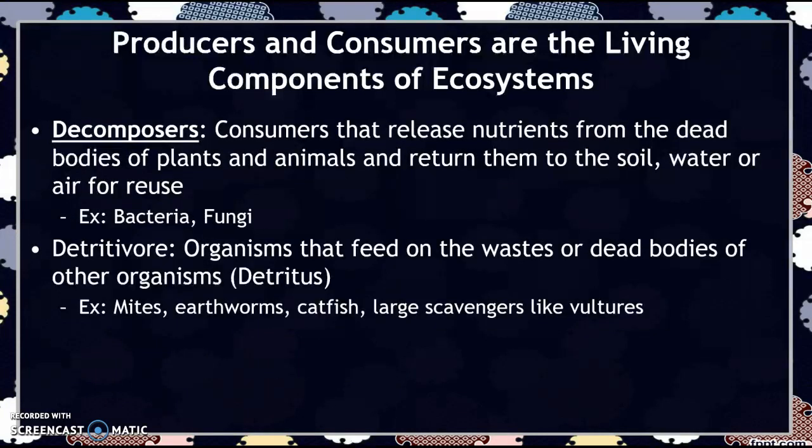Then we have decomposers. Decomposers are consumers that release nutrients from the dead bodies of plants and animals and return them to the soil or water or air. So these are things like bacteria and fungi like mushrooms. We also have a specialized type of decomposer, and this we did not talk about in bio last year. These specialized decomposers are called detritivores. These are organisms that feed on the wastes or dead bodies of other organisms, and that waste or dead body we call detritus. Examples of detritivores are mites, earthworms, catfish, and large scavengers like vultures.